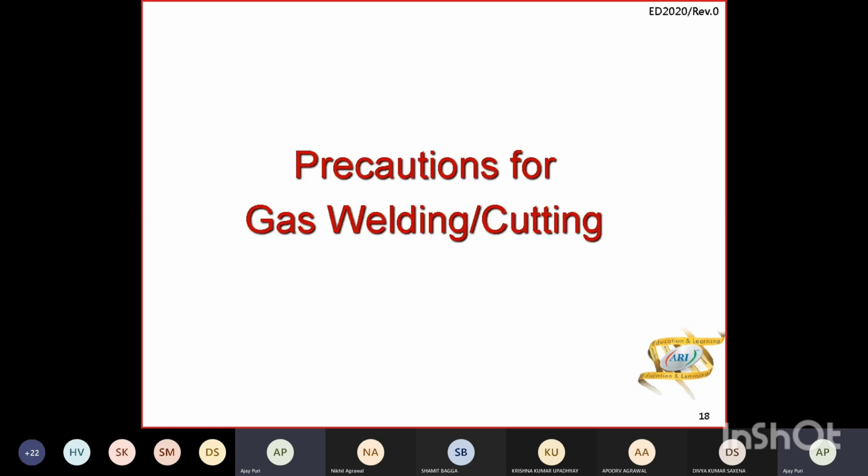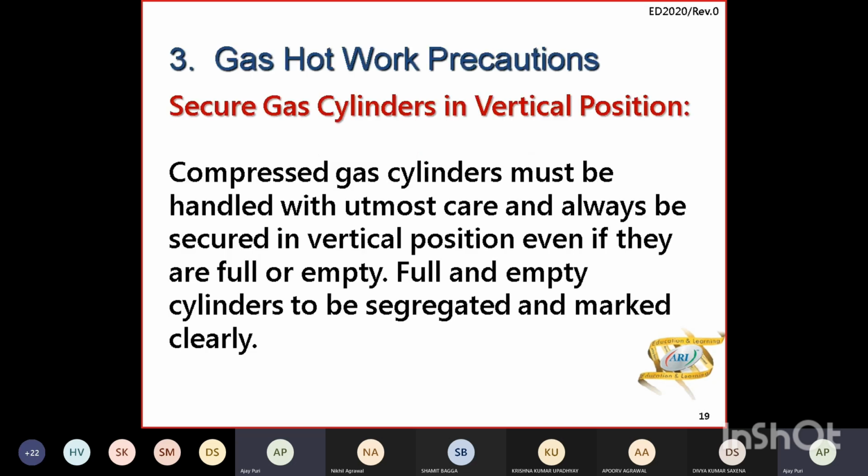Now, what are the precautions for gas welding and cutting? Secure your gas cylinder in vertical position. It should be handled with utmost care and always be secured there in the vertical position, even if it is empty or full. Full and empty cylinders to be segregated and marked clearly.